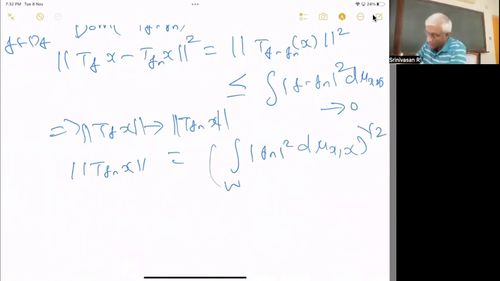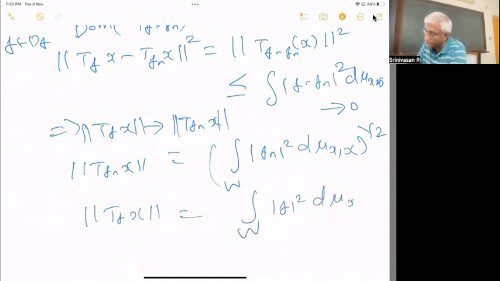Okay. So because of this conversion, we get that the norm of Tfx is equal to the square root of the integral over omega of |f|^2 d mu xx. It is just the L2 norm of f with respect to d mu xx, which is a positive measure. Okay, any doubt?